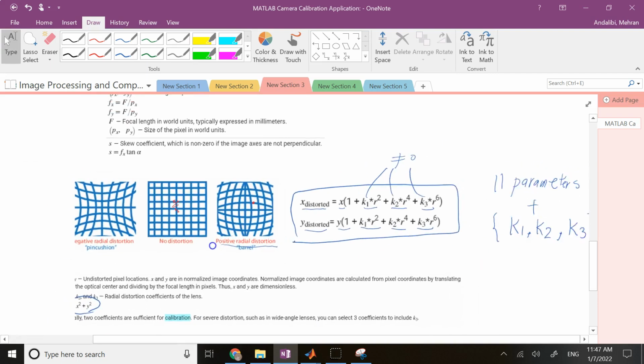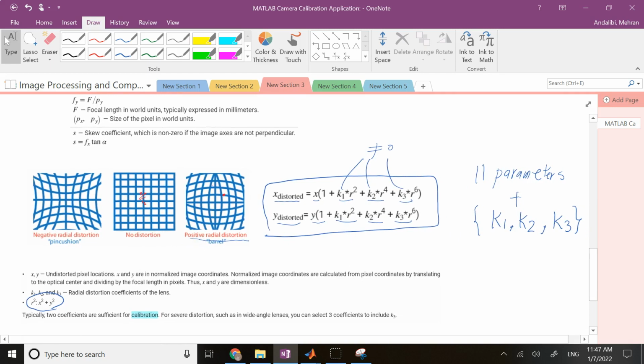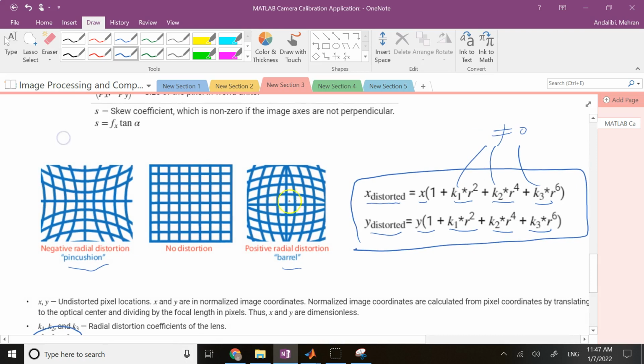Now, what's the effect of these exactly in the image? There are 2 different versions of it. One is called the positive radial distortion. The other one is negative, or we call them barrel and pincushion. So in one of them, the points are basically projected in a little bit radially outward direction. So it's like this square that you had is now being radially expanded.